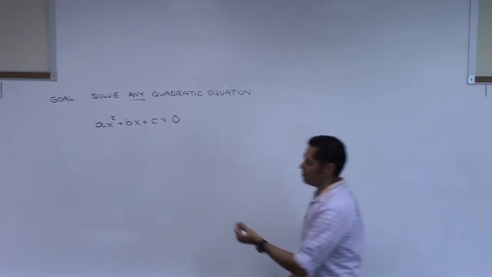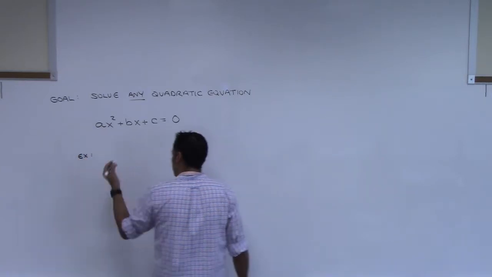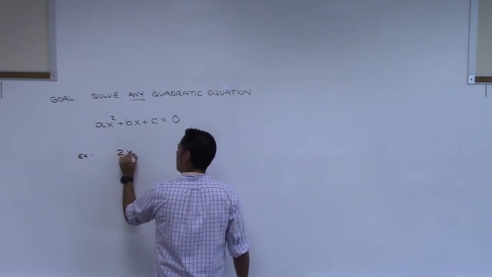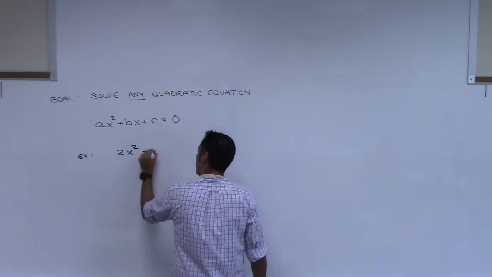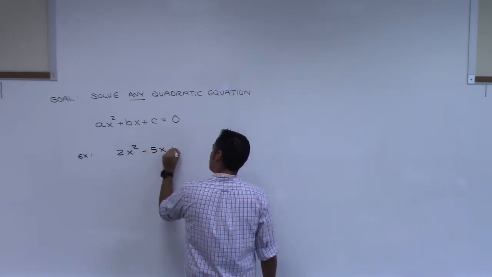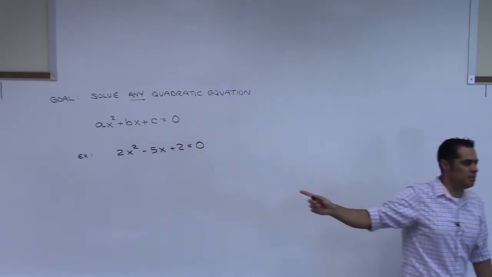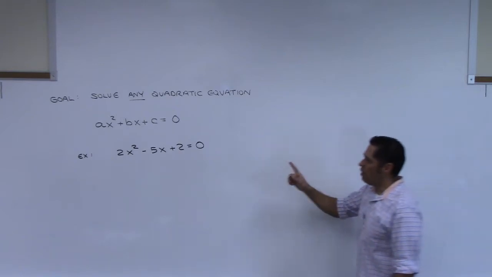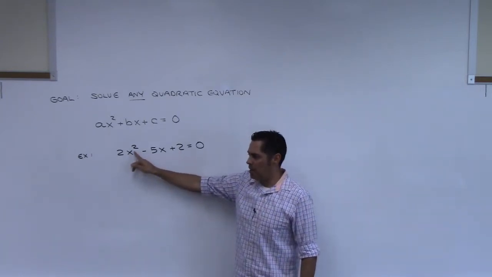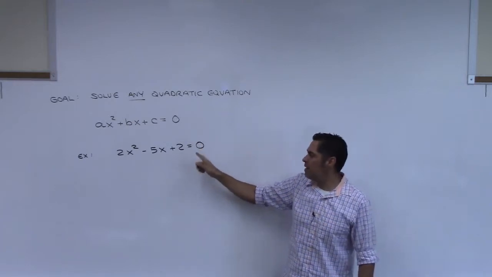Here are some specific examples of quadratic equations, and we've been looking at these. 2x squared minus 5x plus 2 equals 0. That's an example of a quadratic equation. What makes it quadratic is the x squared, right? We talked about this. And the equal sign makes it an equation. So we want to be able to find the x's that make that true.